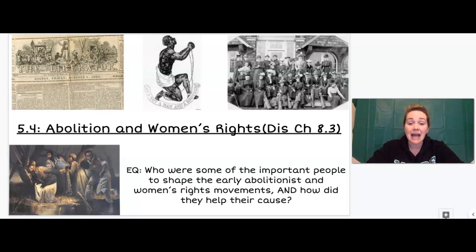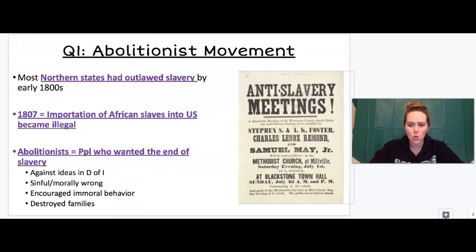Okay, go ahead and get your title written down. All right, get that EQ written down. If you need more time, then push pause, because here we go. All right, Q1, the abolitionist movement. Write it down, highlight it yellow across the top of your page.